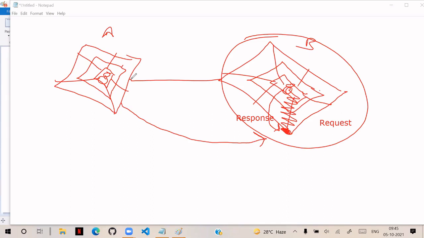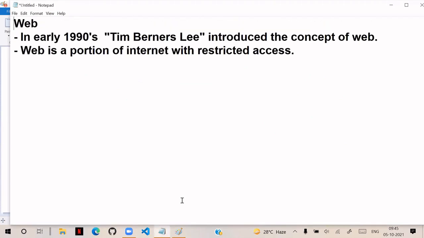Tim Berners-Lee got this idea from a spider web. That's the reason he named this concept as web. So the entire idea came from a spider web. The concept of web is to provide a restricted access. That means technically web is a portion of internet. Web is a portion of internet.